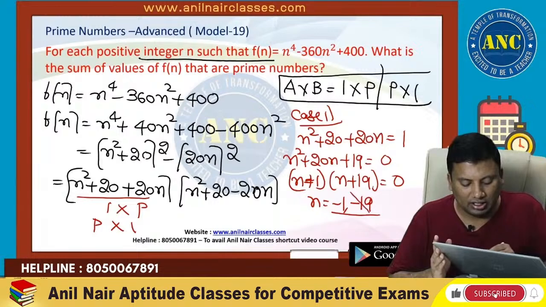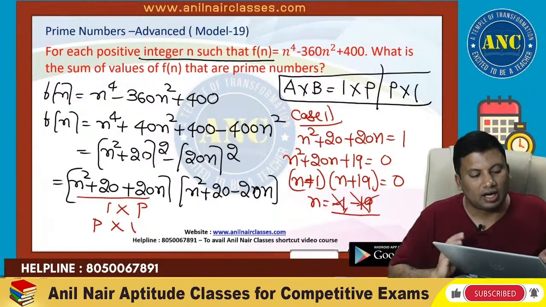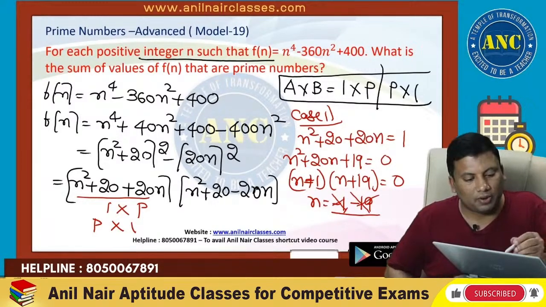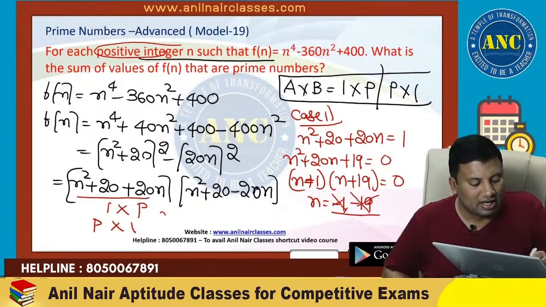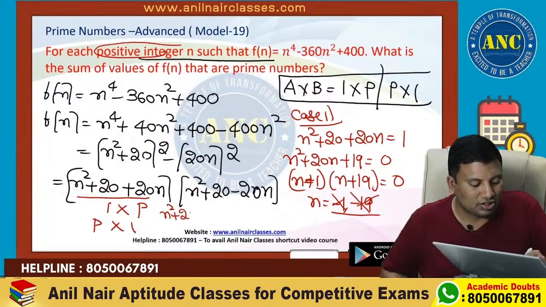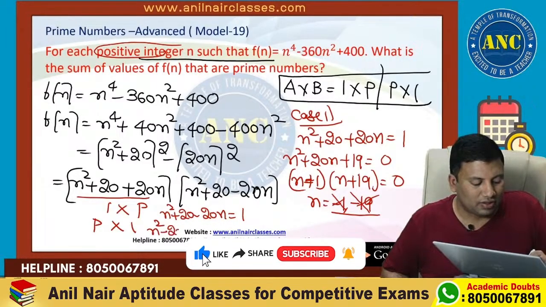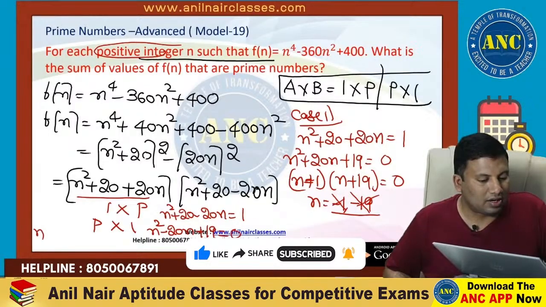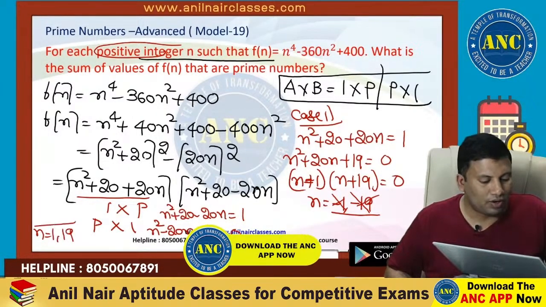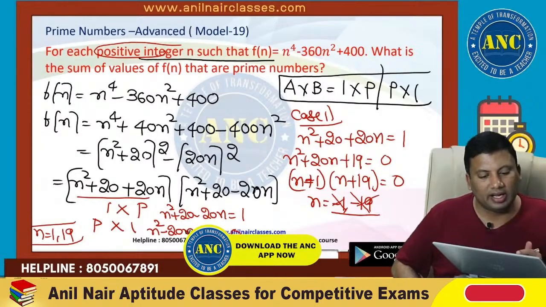Minus 19 is not possible, because the question specifies a positive integer. Next case, n square plus 20 minus 20n equivalent to 1, that is n square minus 20n plus 19, so n is equivalent to 1 and 19. I hope the idea is clear.